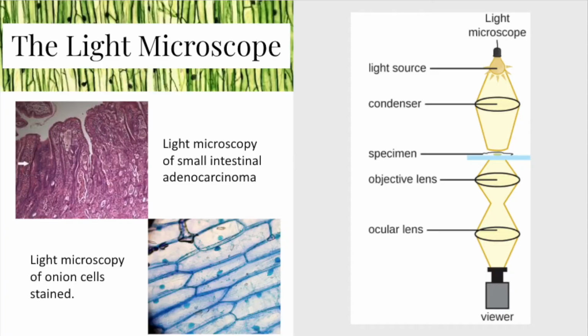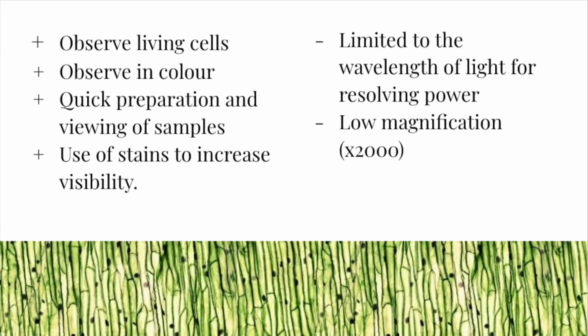The light microscope uses light to magnify an image through the use of lenses. The main advantage of the light microscope is being able to observe living cells in colour. Other advantages include quick and simple preparation of specimens and the inclusion of dyes to improve the viewing of certain aspects of the cell. The main disadvantage of the light microscope is that it's limited by the wavelength of light, which limits the resolving power. This means that light microscopes can't effectively magnify larger than 2,000 times.